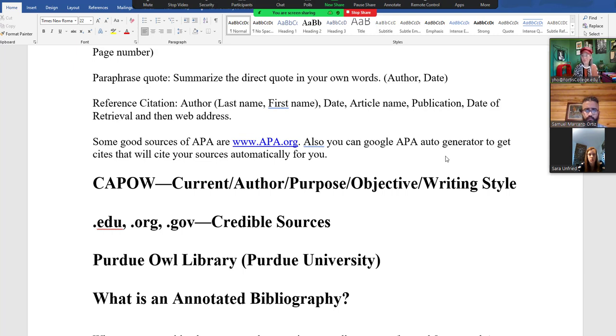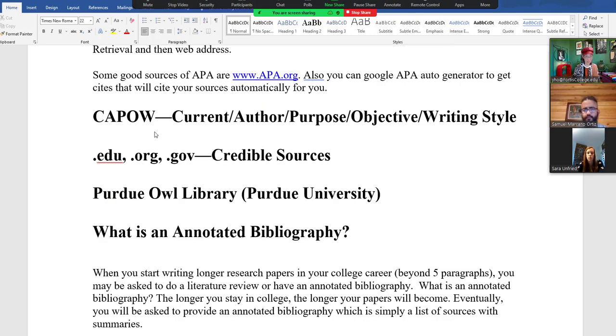Have you used the APA auto generators? I did. Whenever I cited from a website, it sometimes didn't give me either the author or the year. You're just supposed to put in the author and the year, and then it goes into the citation. But it depends. There are so many different kinds of auto generators. There's EasyBib. I can't remember the names of them.